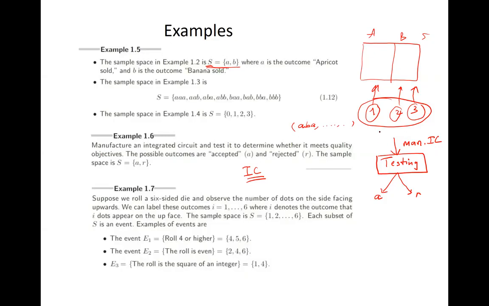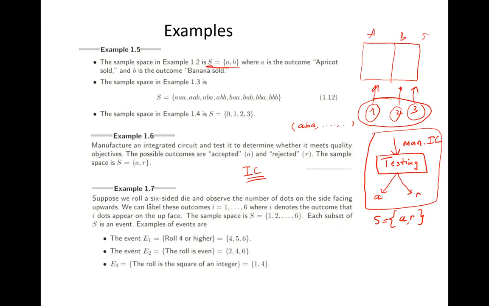Then if we model this experiment, we can say a sample space of A and R. So if we randomly take an IC from this flow, this process, we test it and get A or R, accepted or not accepted. This is how we use models in experimentation, in experiments.